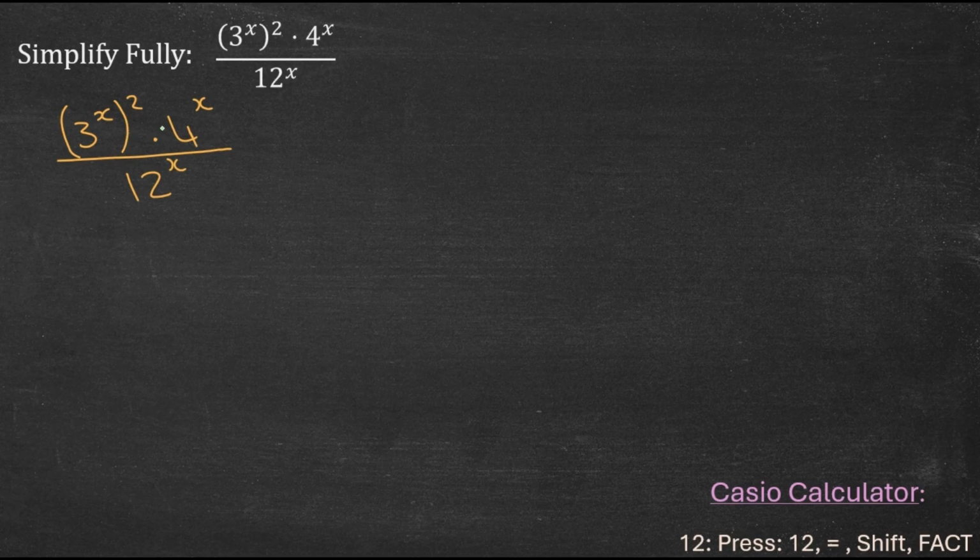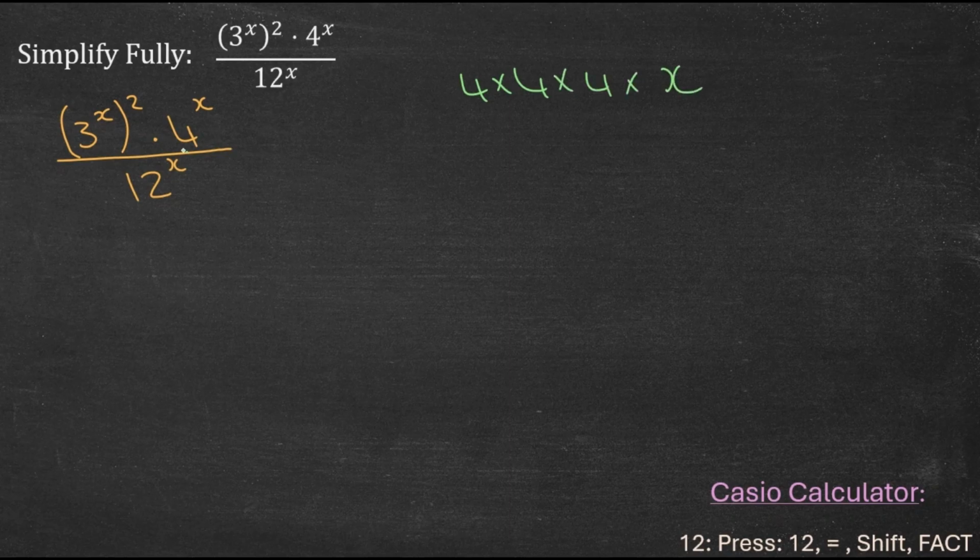Because this example has variable exponents, here, here, and here, we need to pay close attention. We cannot just combine 4 and 12 as if there are no exponents. And why not? Because the exponent belongs to that whole number. So this 4 to the power of x means 4 times 4 times 4 times, x times.